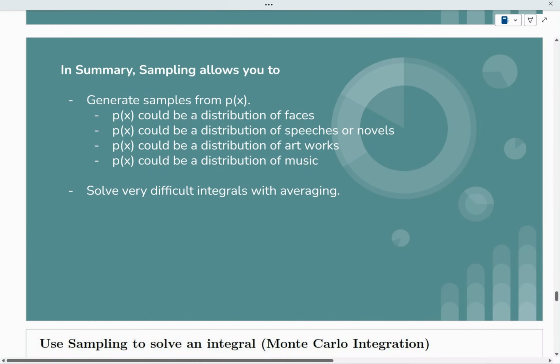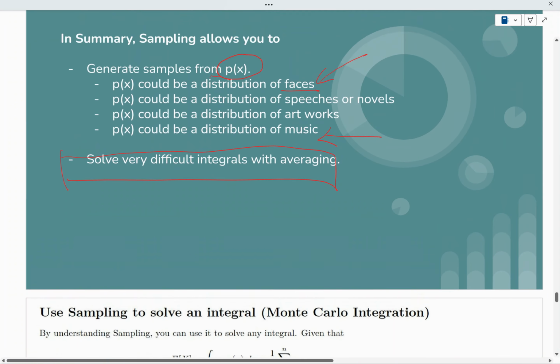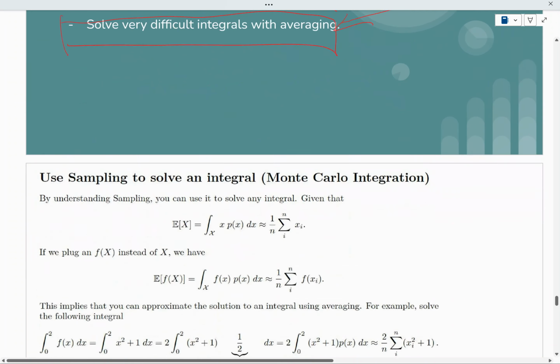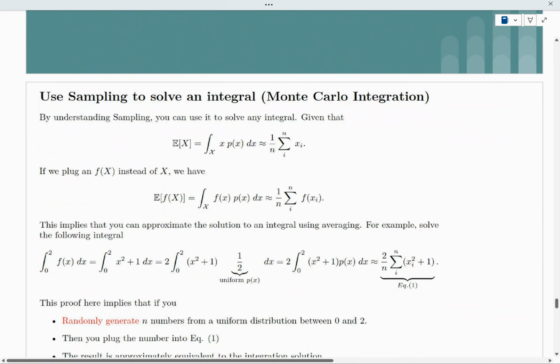All right. So, in summary, sampling allows you to generate samples from a distribution, and these distributions could be of faces, speeches, novels, art, or music. And whenever you generate a sample, you get a sample of a face, a sample of an artwork, or a sample of a music song, right? It also allows us to solve very difficult integrals. We're going to talk a little bit more about this with a concept called Monte Carlo integration.